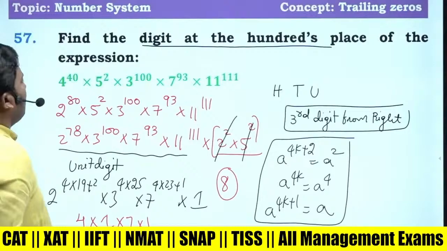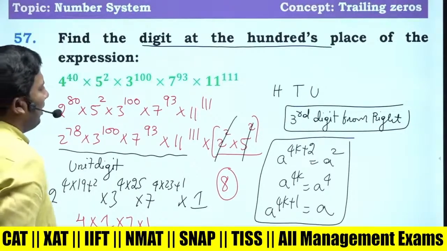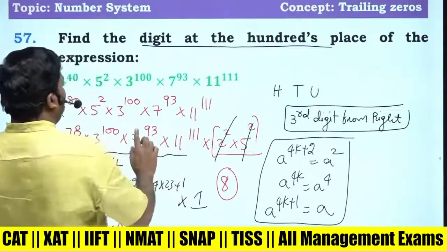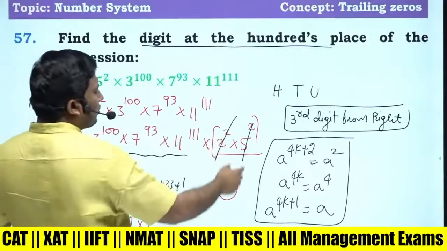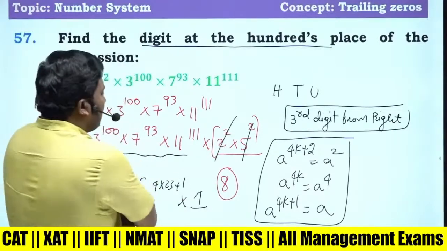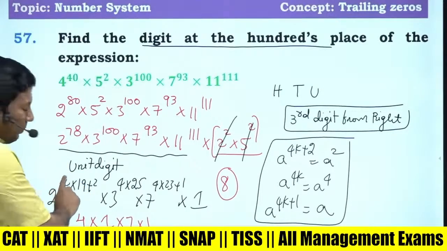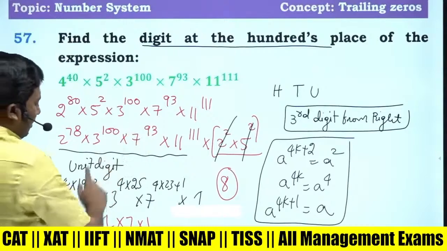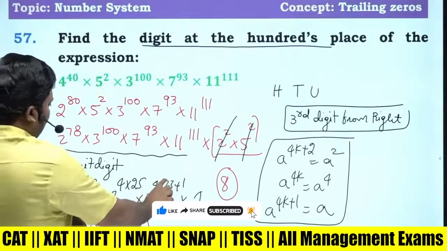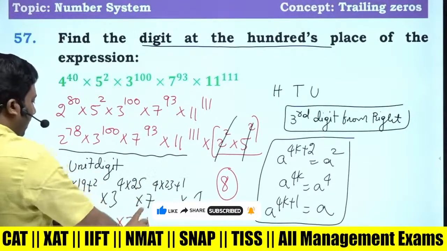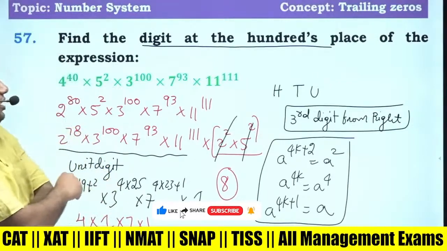4 power 40 into 5 square into 3 power 100 into 7 power 93 into 11 power 111. 1 power any number is 1. 2 square I took out and 5 square I took out. 2 square into 5 square has last two digits 0, 0. 78 is 4 into 19 plus 2, and A power 4k plus 2 is a square, so the first is 4. 3 power 4 into 25 gives 1. 4 into 23 plus 1 gives 7. 1 power any number is 1. 4 sevens are 28, so the unit digit will be 8.